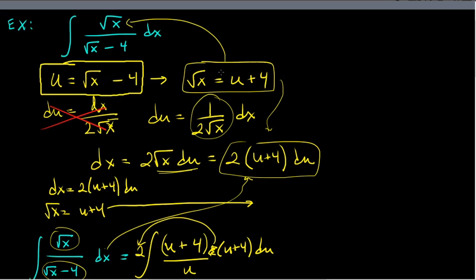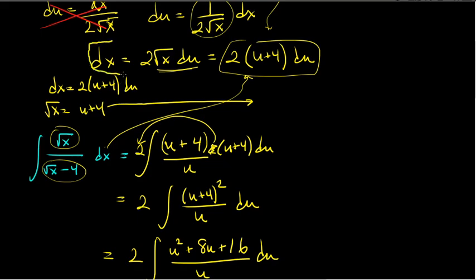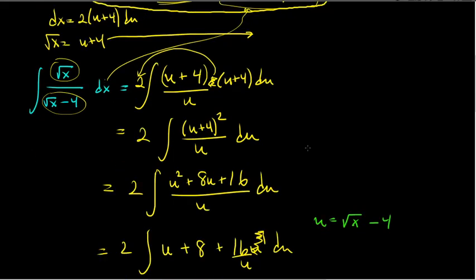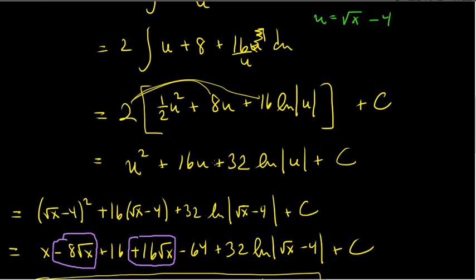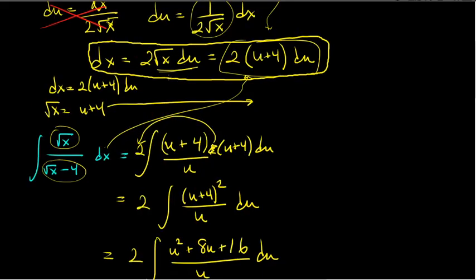And it involves a little bit of a clever trick here of solving for the square root of x and then rewriting the square root of x as u plus 4. And you get another u plus 4 with the dx here becoming 2 times u plus 4. So not an easy problem, but doable as long as you're comfortable with substitution.